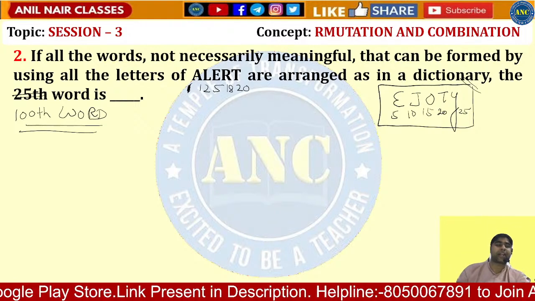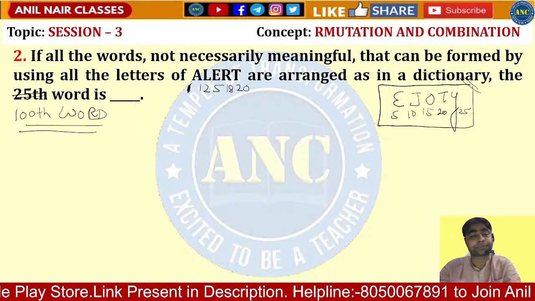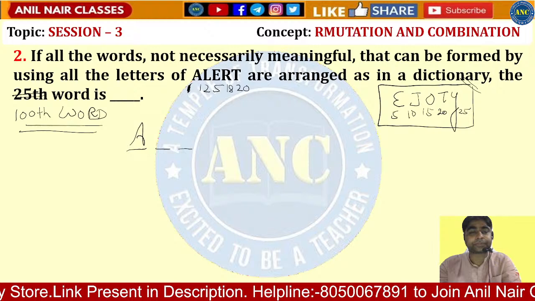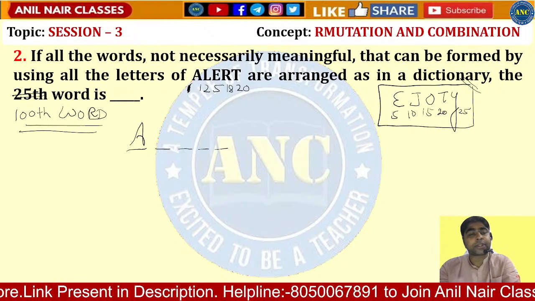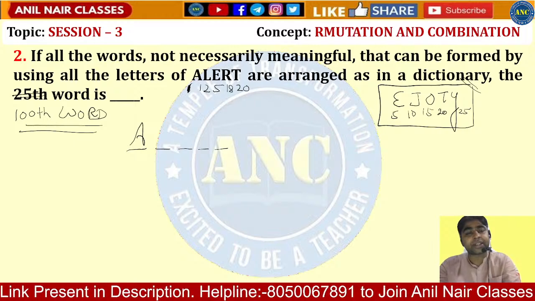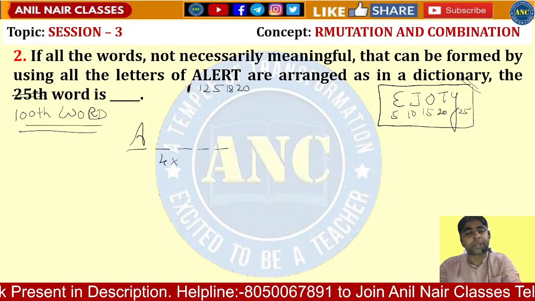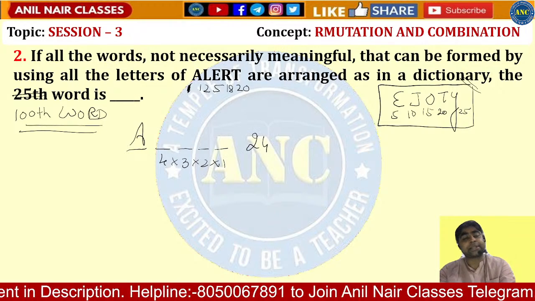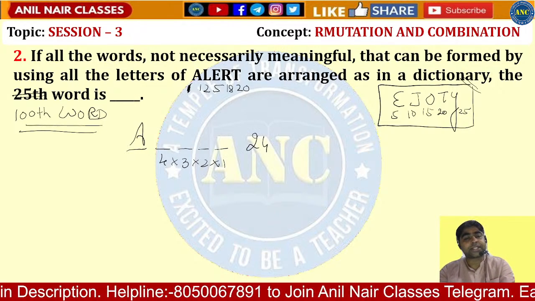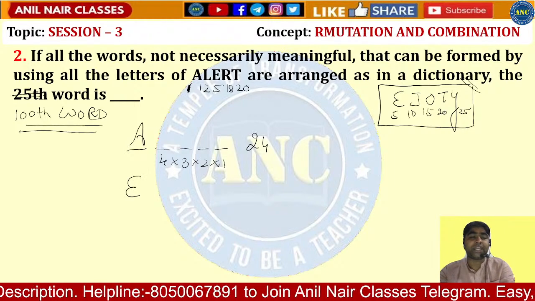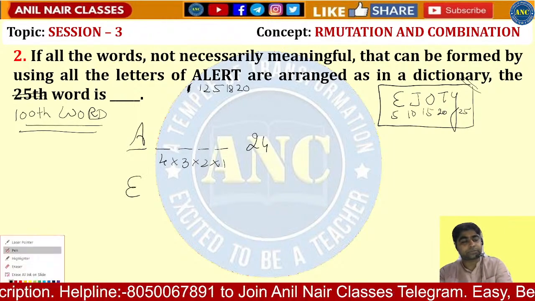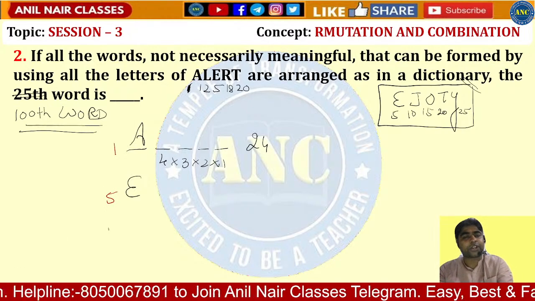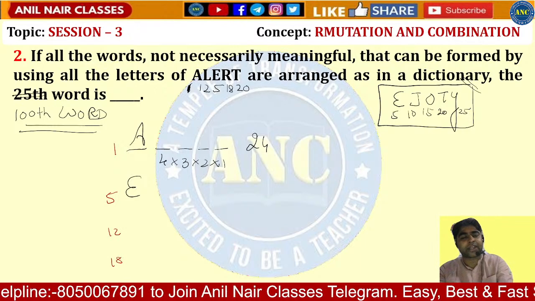So if I have to find the 100th word, what will I say? What is the first letter? Okay. So starting with A, I have 4 into 3 into 2 into 1. I have 24. Similarly, starting with E, the next would be E in the line. Right? Because after 1, 5 would come. After 5, 12 would come. After 12, 18. And after 18, 20.